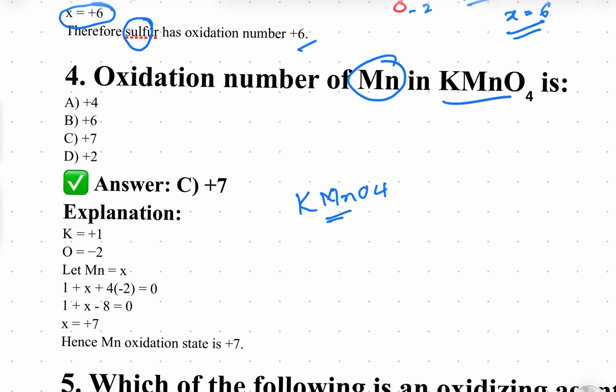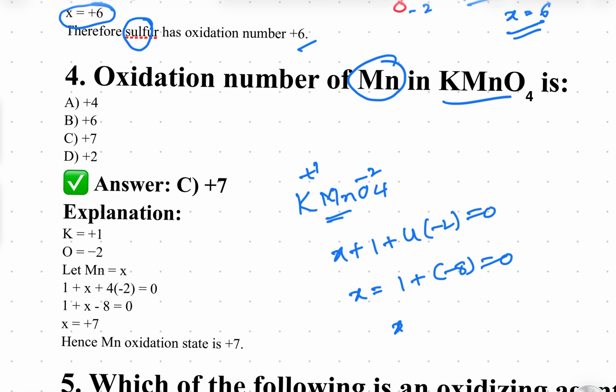KMnO4. Here we are taking manganese as X. Potassium plus 1, oxygen minus 2. So you can take plus 1, plus X, 4 into minus 2 is equal to 0. So this is plus 1, 4 times minus 2 is minus 8, equal to 0. So X is equal to plus 7.